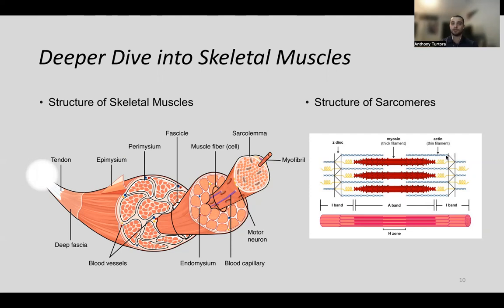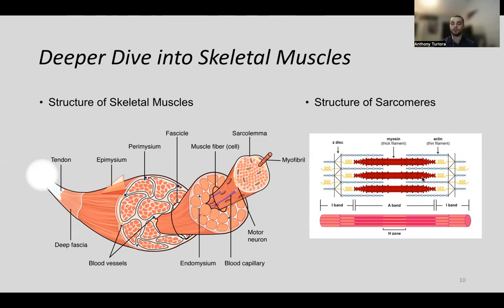Each sarcomere is connected to each other in a line. So down the myofibril here, they're connected this way at the Z line. Z line to Z line is one sarcomere. The H zone is what you can see here. This is the portion that is only composed of myosin. The I band is the portion that is only composed of actin. And the A band is the entire myosin filament.